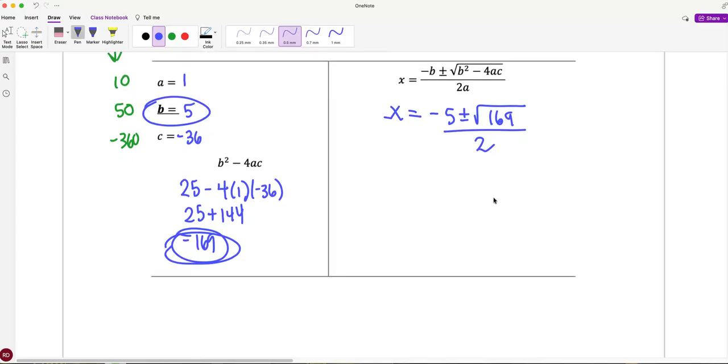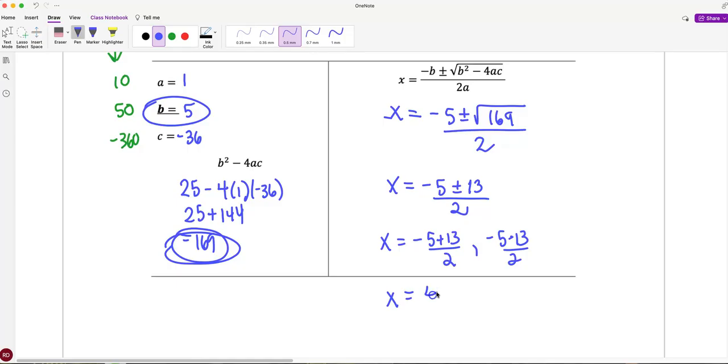So this is going to be x equals negative 5 plus or minus the square root of 169, which is 13, over 2. So I get negative 5 plus 13 over 2, and negative 5 minus 13 over 2. Final answer, this one is going to give me what, 8 over 2, which is 4? The next was negative 18 over 2, negative 9.